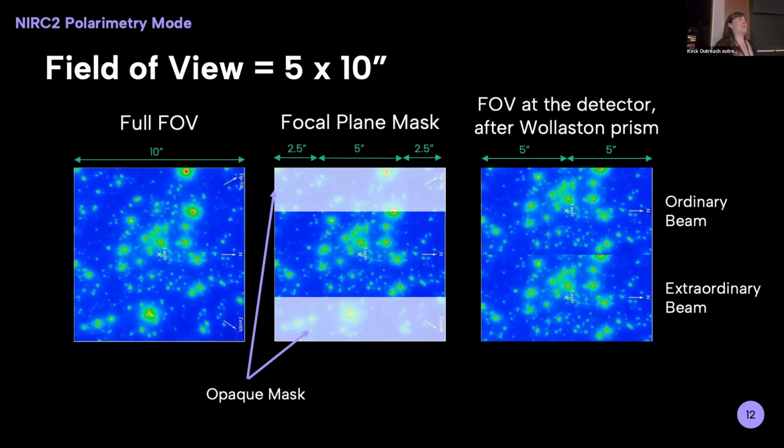To give you an idea of what I mean when I say that the field of view is split, if you have your full field of view, we put this rectangular mask on to basically cut the field in half so that we can fit two images on the detector, one for each orthogonal polarization state, without them overlapping. So on the right is what you'll see after the mask on the detector.